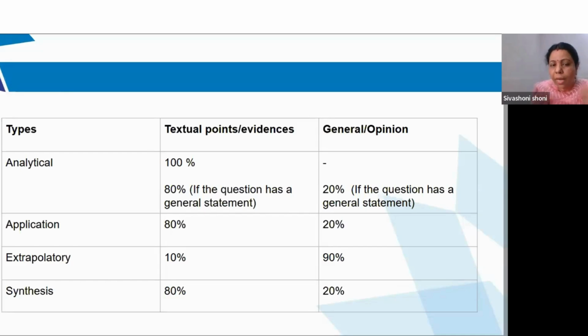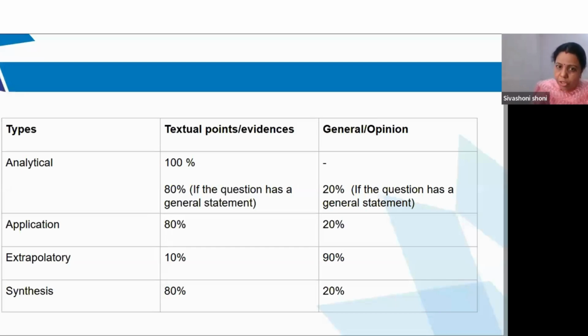So if the analytical question is direct, your answer is also direct, 100 percentage textual. If the analytical question is not direct, and starts with a statement, then your answer starts with the explanation of that statement. Then you are rightly connecting it with the content.